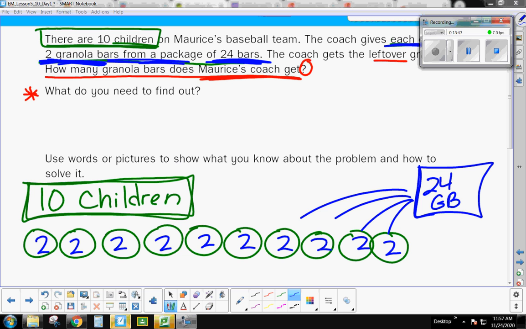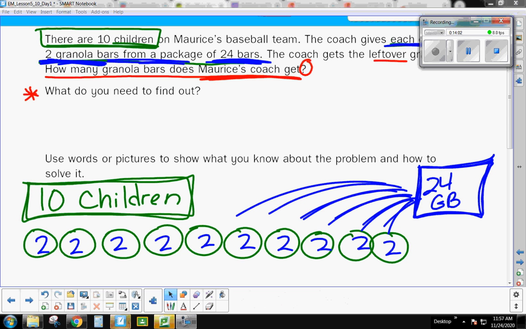Now, I come over here and I drew a box of 24 granola bars and just did some quick lines out there just to remind myself that I was taking granola bars from that box and giving to the kids. So that's kind of how my brain drew that out. Now again, my question is, how many granola bars does Maurice's coach get? He's going to get what's left in that box.